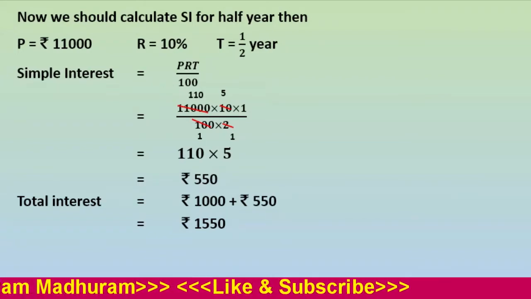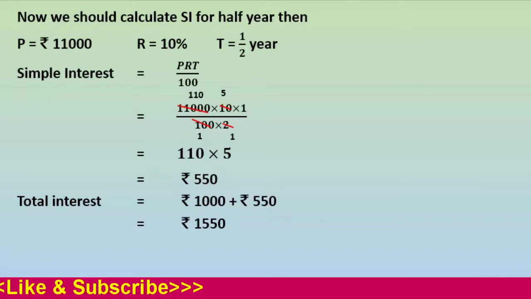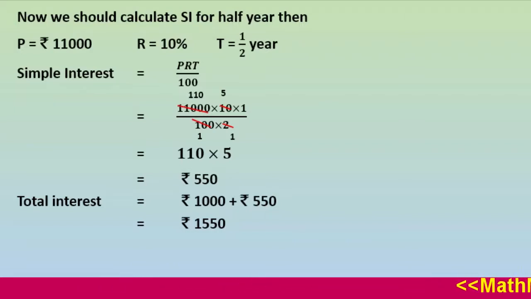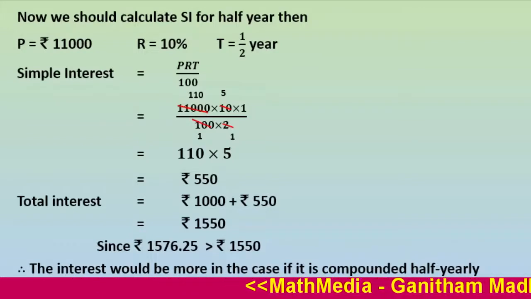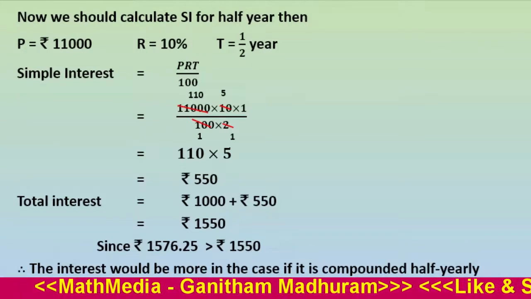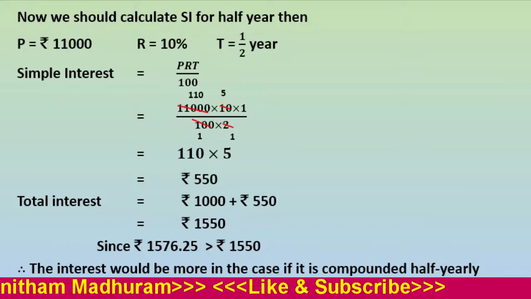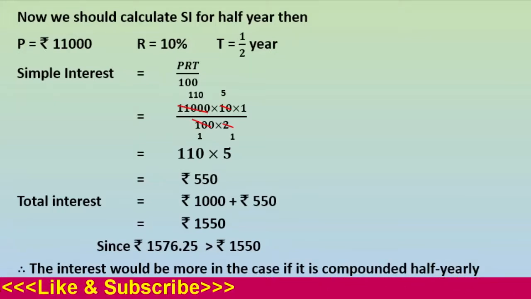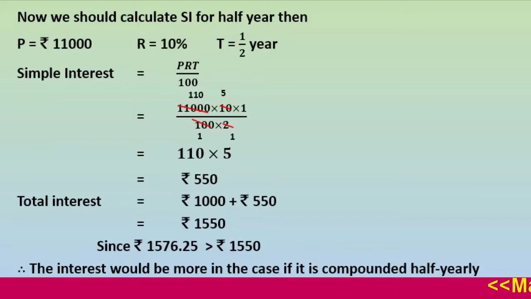Now the question is, is compound interest calculated half yearly more than compound interest calculated annually? So already we found compound interest calculated half yearly. Now we found compound interest calculated annually. Now we can compare which is greater. The compound interest calculated half yearly is rupees 1,576.25, and compound interest calculated annually is rupees 1,550. So it is understood that rupees 1,576.25 is greater than rupees 1,550. Hence the interest would be more if it is compounded half yearly.